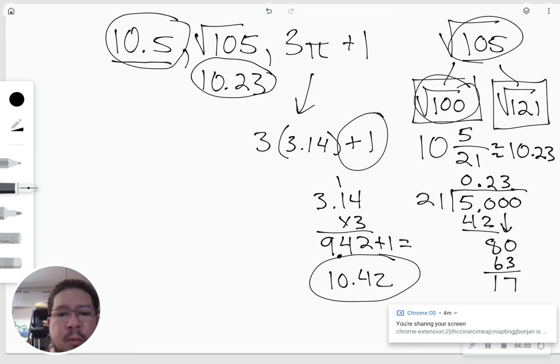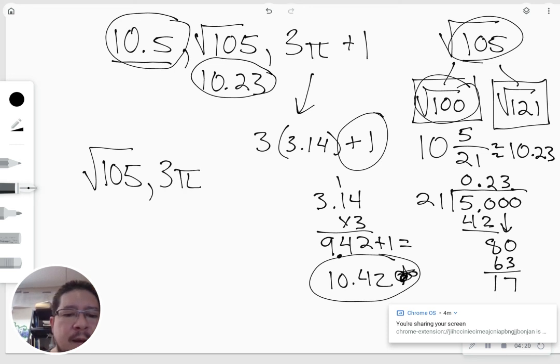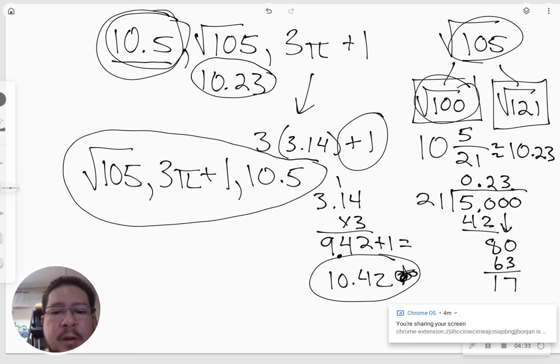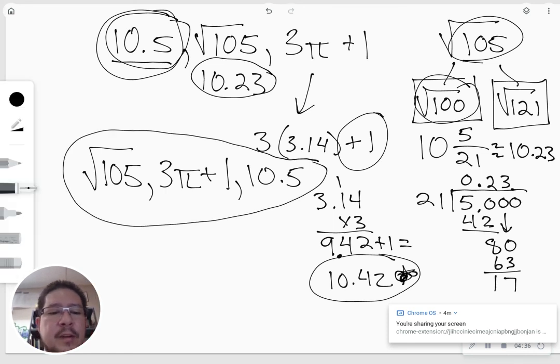Well, I know that 10.23 is the smallest. So the first number up is square root of 105. That is the smallest number. The second one I have here is 10.42, so that means that 3 pi plus 1 is going to be the next largest number. And finally, I have my last one, 10.5. So here are these three numbers put in order from least to greatest.